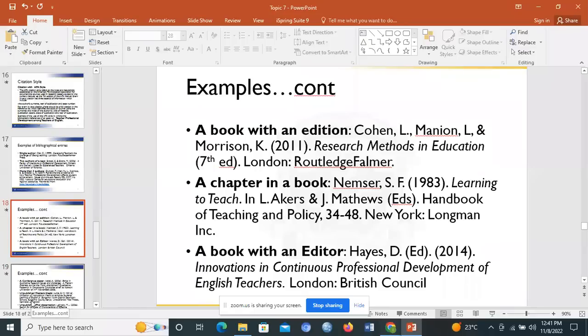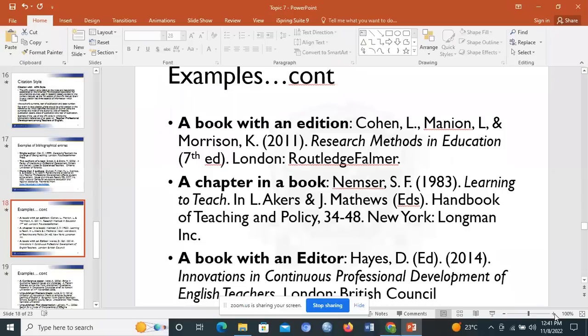In the event that you have a book with an edition, a book usually has an edition because it has been reviewed. So it has a first edition, a second edition. This particular book we're looking at has 7 editions. That means it has been reviewed 7 times. It is a book with 3 authors. We have Cohen, Mannion, and Morrison, published in the year 2011. The title is Research Methods in Education, and it is a 7th edition.